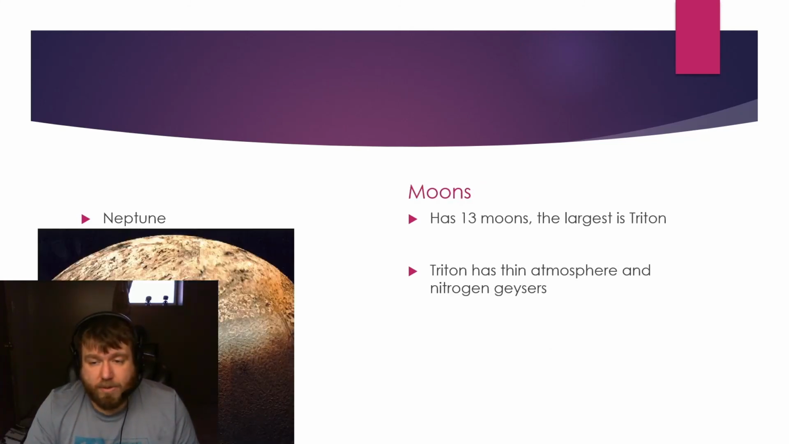Neptune has 13 moons, and the largest is Triton. Triton has a very thin atmosphere and nitrogen geysers. So there is a slight amount of atmosphere there, but I'd be willing to bet not even close to enough to support any form of life.